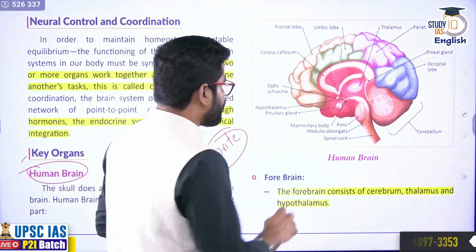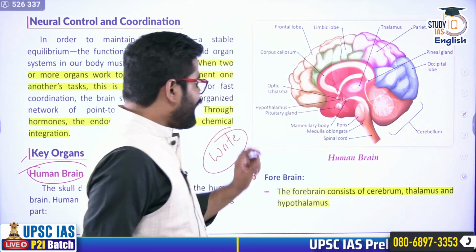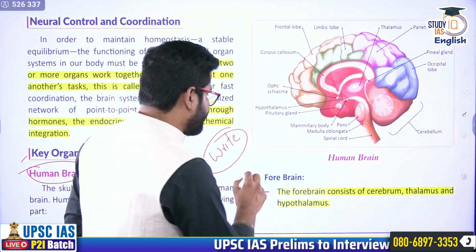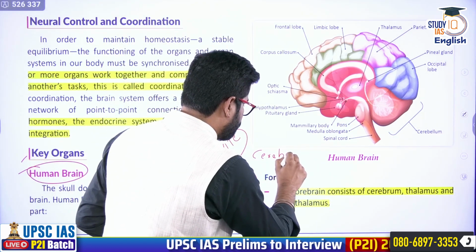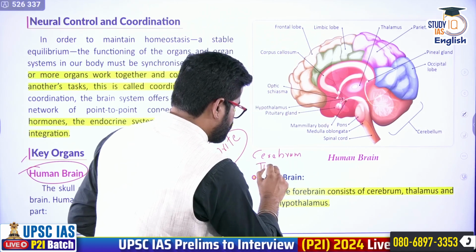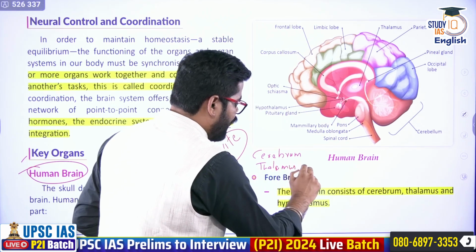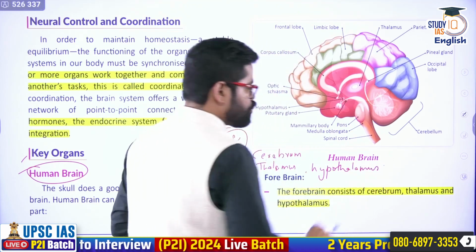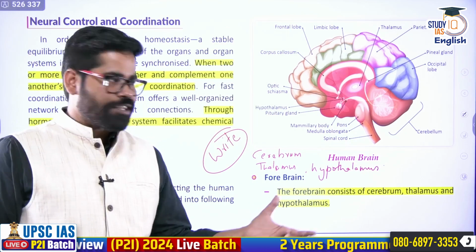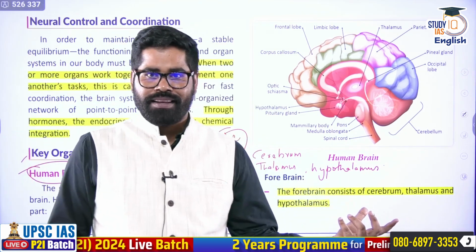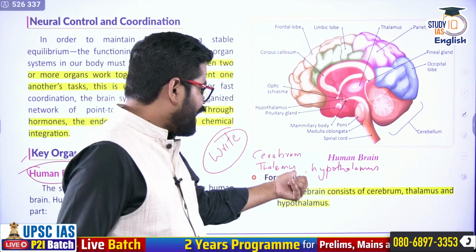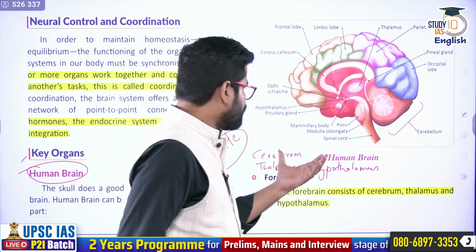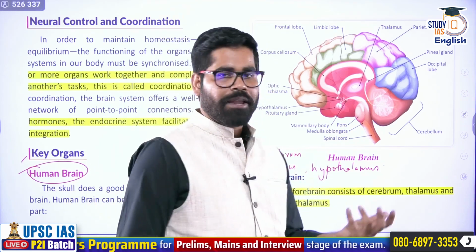Now see here, this is the part of the forebrain, and here we have three very important things. One is the cerebrum. Then we have the thalamus. And then we also have the hypothalamus. So three important parts are there in our forebrain: cerebrum, thalamus, and hypothalamus. Now, let us talk about them.